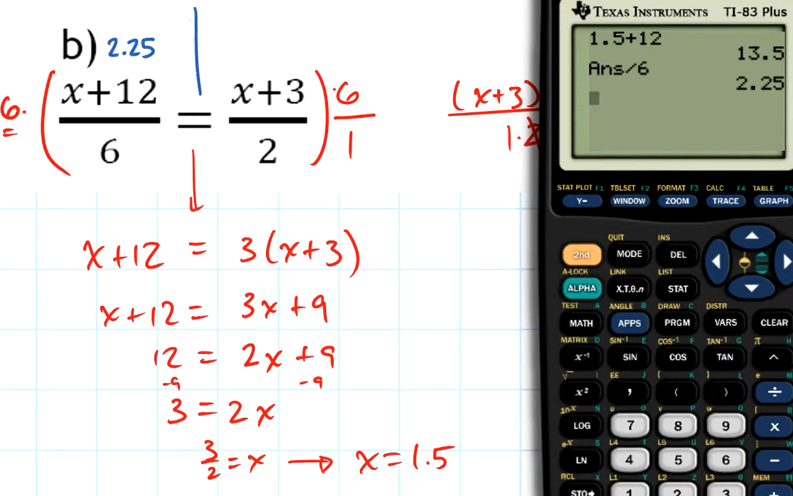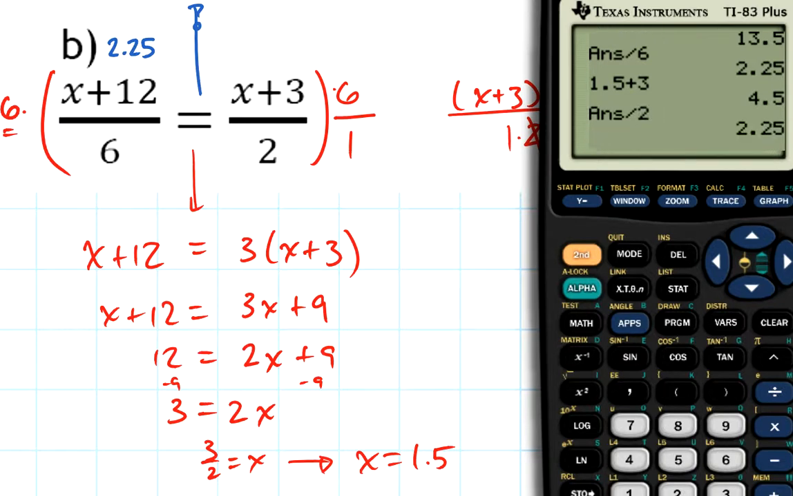Now my big question is, is that the same as the right-hand side? Let's try it. We're going to take the value of 1.5 for x, add 3 to that, press equals, and divide that by 2. Look at that, it's also 2.25. So as much as that answer may be a little bit queasy, all my concerns were unfounded. x is exactly 1 1/2.